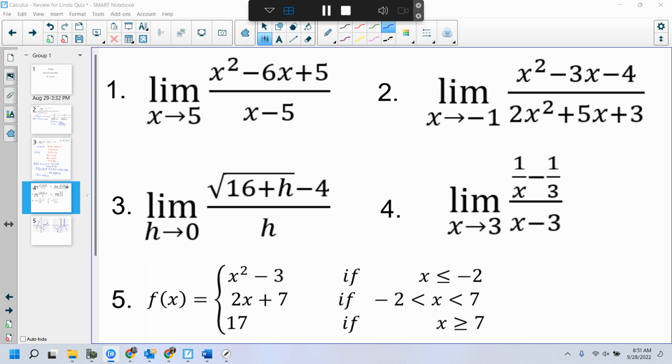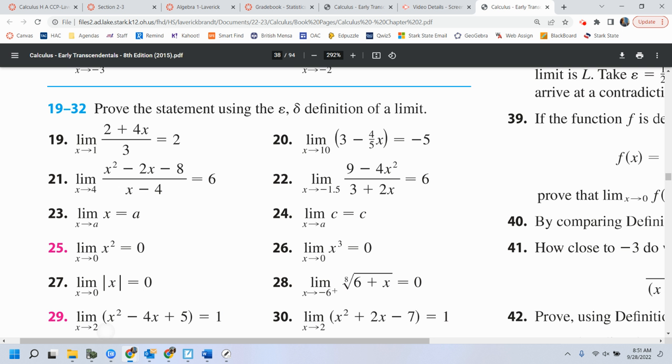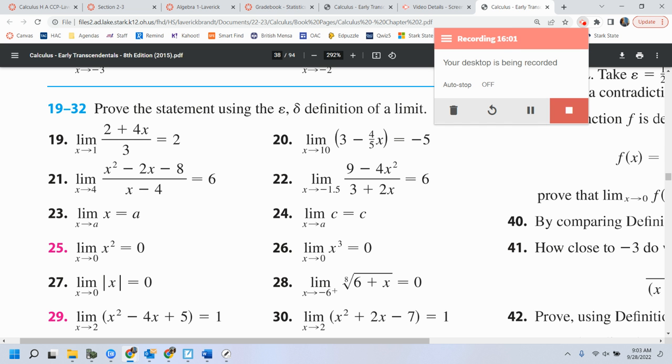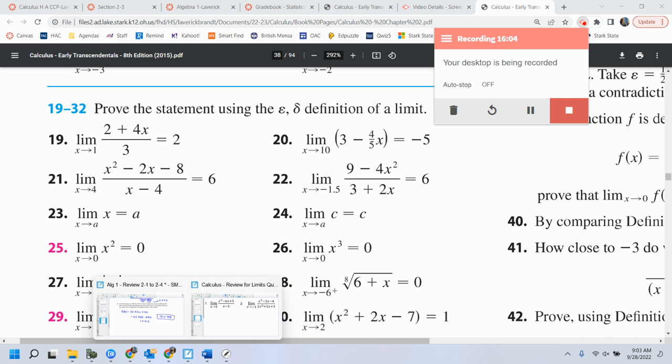I'm going to pause the video real quick so they don't have to sit through 15 minutes of silence. Play. And we're back. 2x.